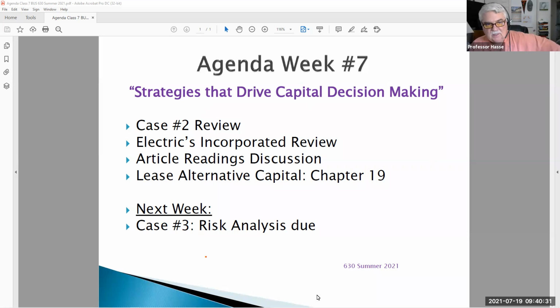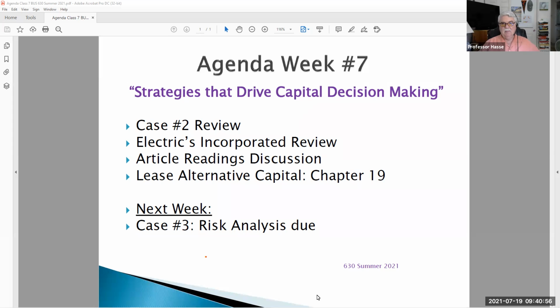We're going to talk about the articles that you were asked to read for last week, and we're going to talk about leasing. All these are strategies that drive capital decision making. Different strategies for return on investment, risk, alternatives besides just purchasing and leasing, which some of you might even know about. We'll discuss these this week.